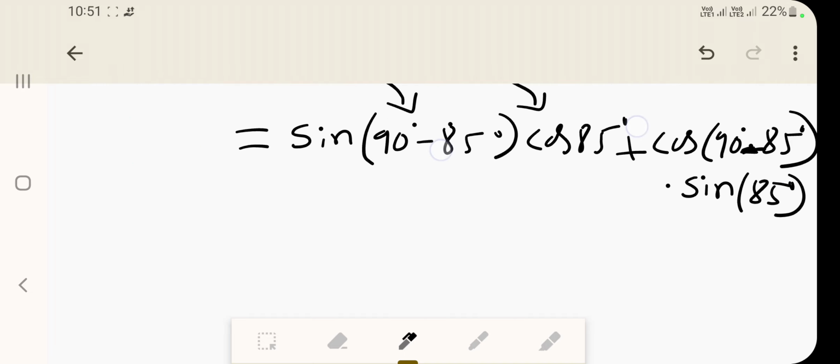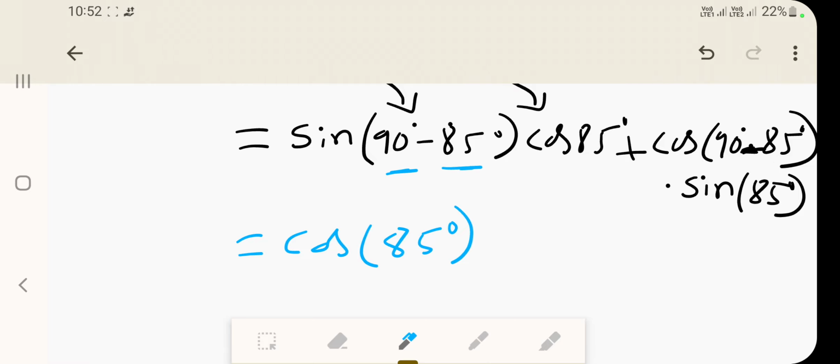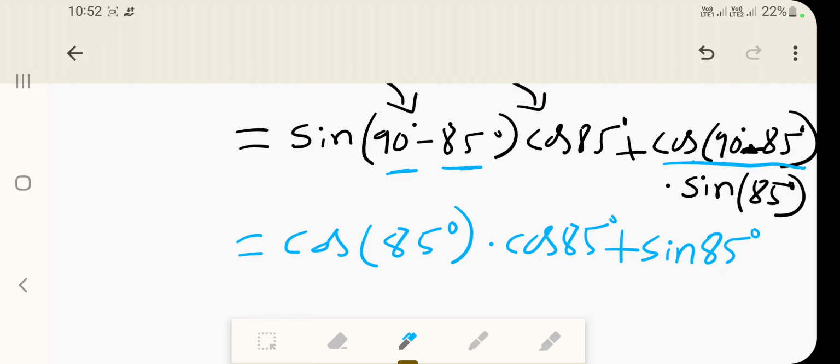So we know from the earlier videos that sine 90 minus theta is nothing but cos theta. We have other videos where I have explained sine 90 minus theta. In place of theta here we have 85, so it is cos 85, and cos 85 is already there. Now similarly cos 90 minus 85 is nothing but sin 85. Cos 90 minus theta is sin theta.